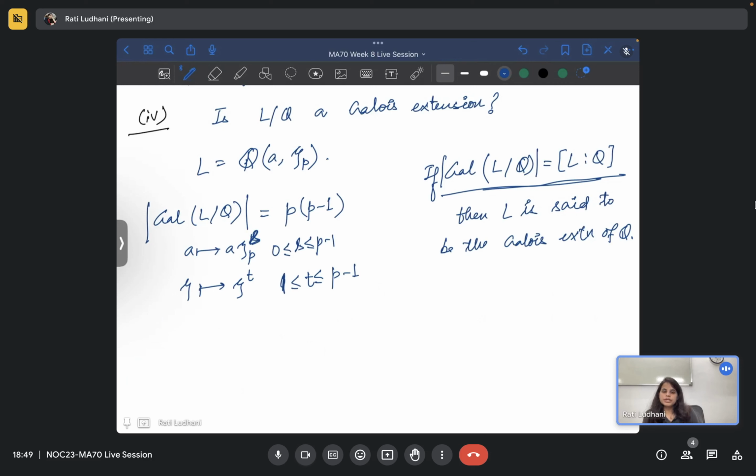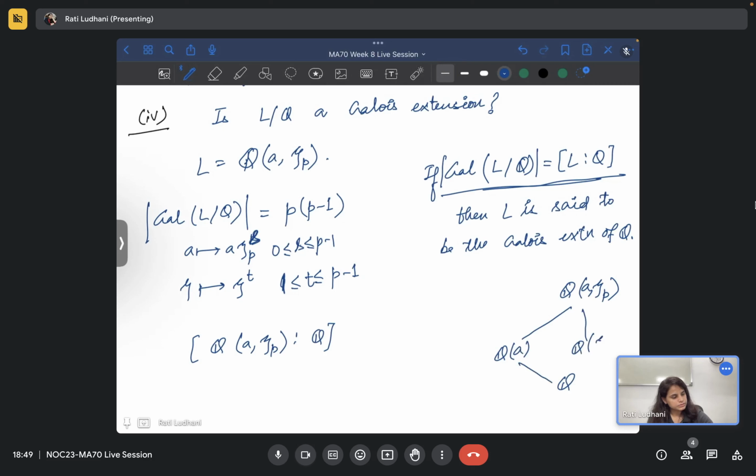So we have this cardinality. Now if we can prove that the vector space dimension of L over Q is exactly p into p minus 1, then we are done. So let's try to do that. So you have Q(a, zeta_p) over Q. There are at least two options to go to this. Whether you can go via this or you can go via this, at least two options are there.